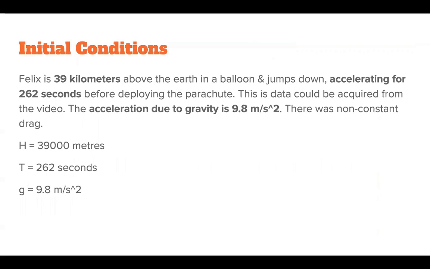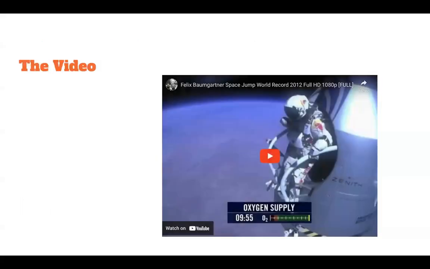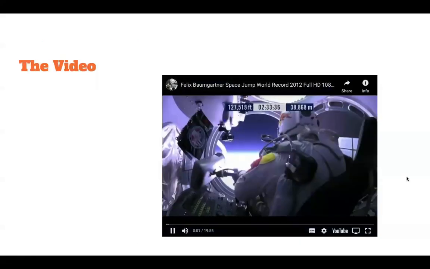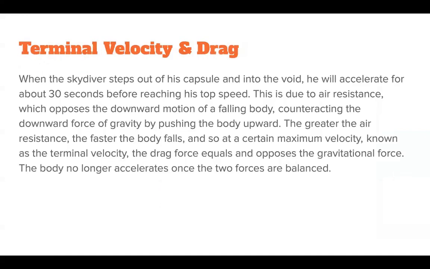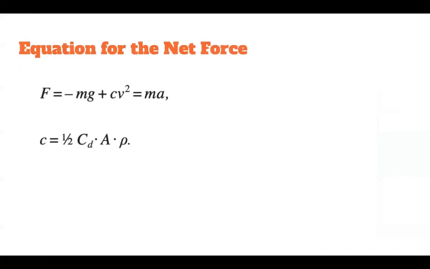Initial condition is that the height is 39,000 meters, t is 262 seconds. This is before deploying the parachute. g is 9.8 meters per second squared. Please have a look at this video. This is a long video though. This is the equation of net force. This is how I get it, though I'll go over this when we are doing the computation modeling.